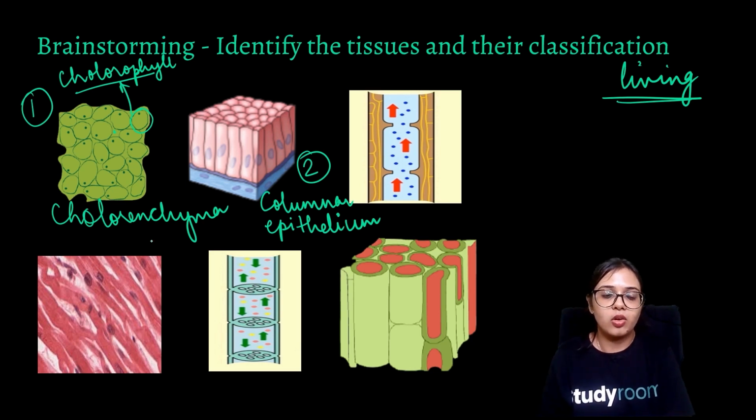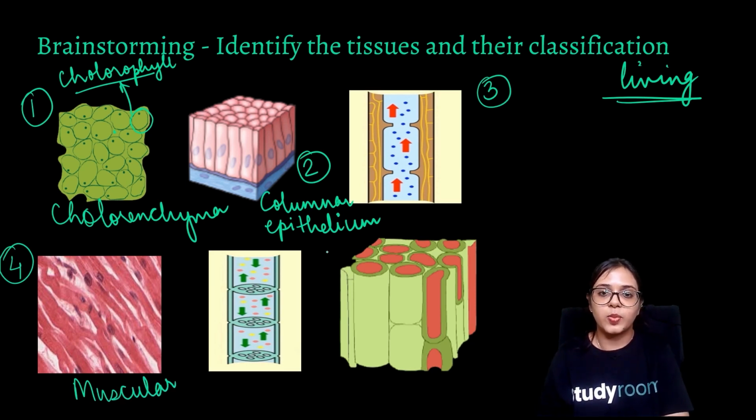All right. Also over here, the fourth one is the muscular tissue. This is the human tissue. We'll be learning about it in the next part.